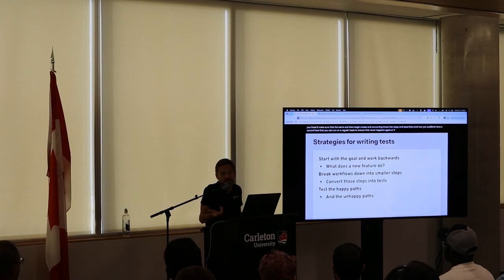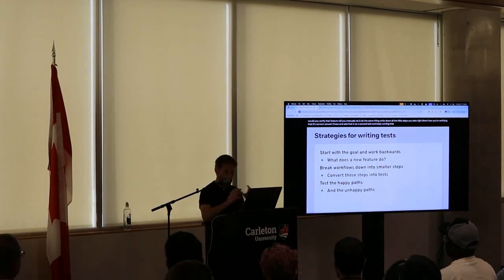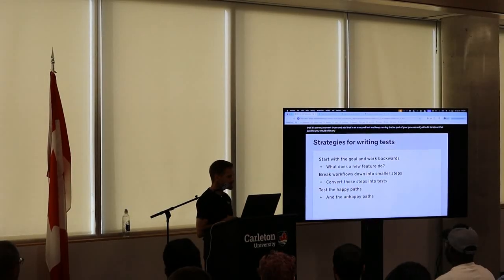Or if you're asked to do a new feature, ask yourself earlier, how would you verify that feature? Well, you manually do it. Do the same thing. Write down all the little steps you take, write down how you're verifying that it's correct, convert those and add that in as part of your process, and just iterate on that just like you would with any code.